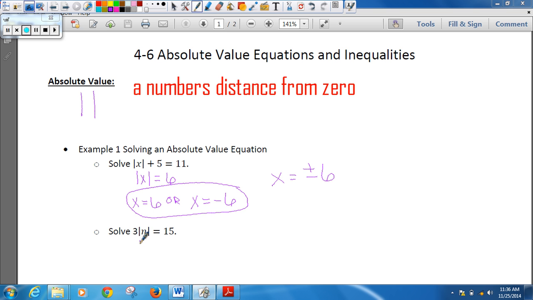On the second one here, the opposite of times 3 is to divide by 3, so we get the absolute value of n is equal to 5. Well, what numbers are 5 away from 0? The number 5 or the number negative 5. They're both 5 away from 0. So your answer there would be n equals 5, or n could equal negative 5.